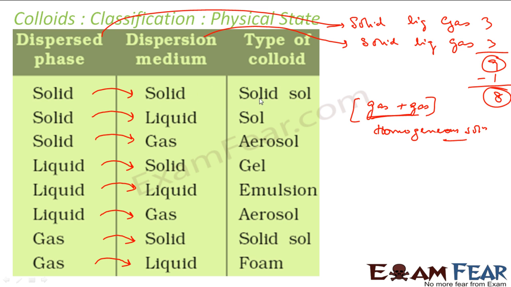Solid particles in solid medium are called solid sols. Solid particles in liquid medium are called sols. Solid particles in gas are called aerosols. Liquid particles in solid is called gel. Liquid in liquid is called emulsion. Liquid in gas is called aerosol. Gas in solid is called solid sol, and gas in liquid is called foam. So these are the combinations. If it is too much for you, let's understand these in detail. Let's take some examples and get ourselves familiar with these kinds of colloids.